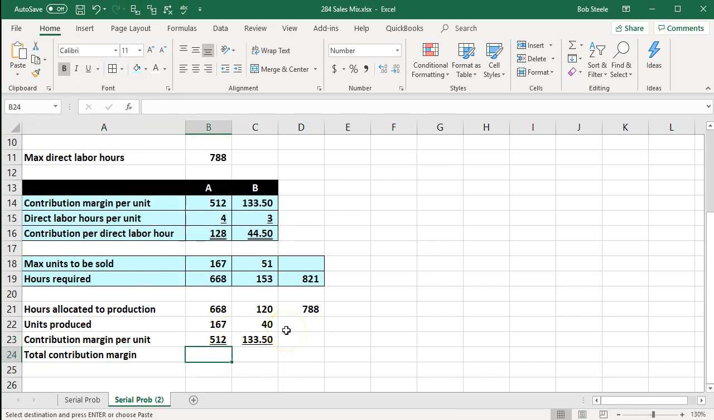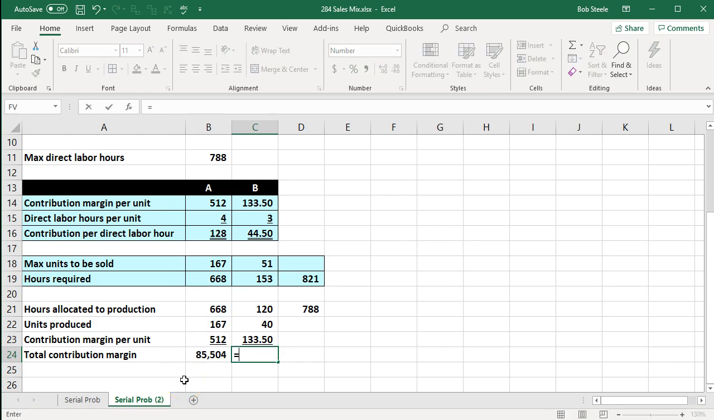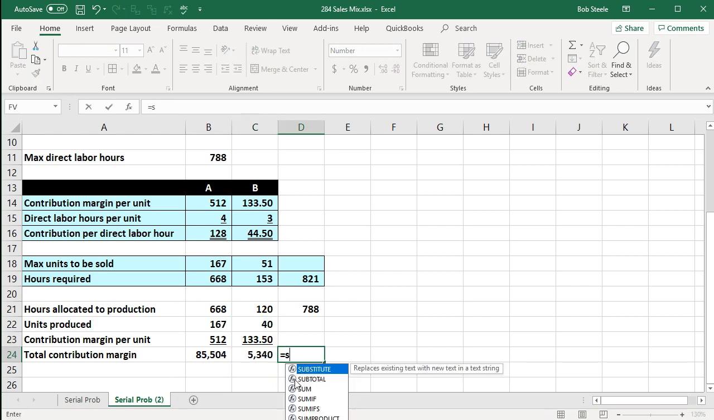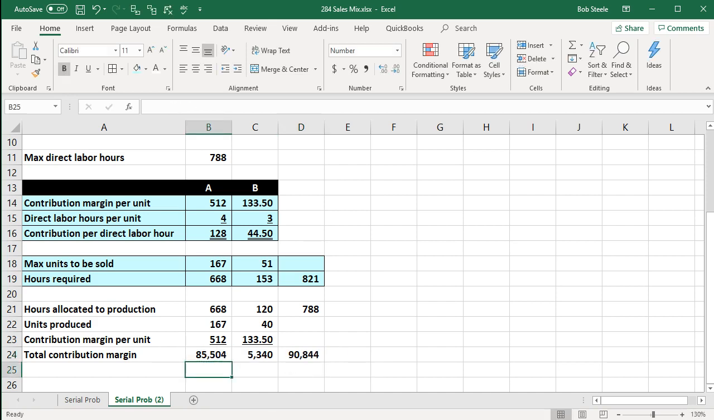which we're going to say is equal to the 167 times the 512, 85,504, and this equals the 40 times the 133.50, which gives us the 5,340. If we sum those up, we're going to get the 90,844.